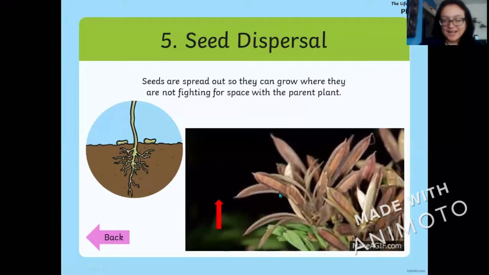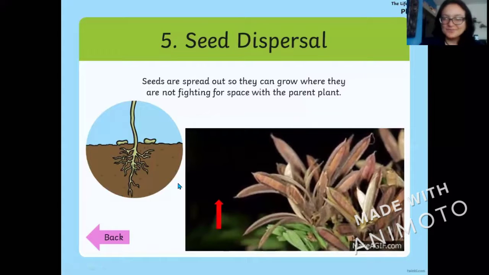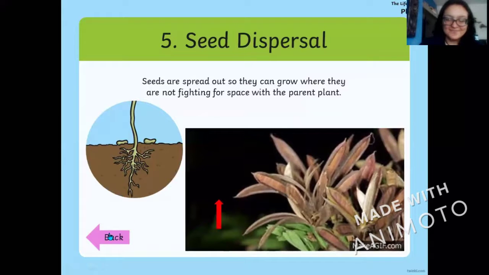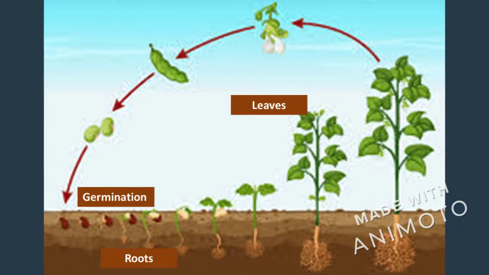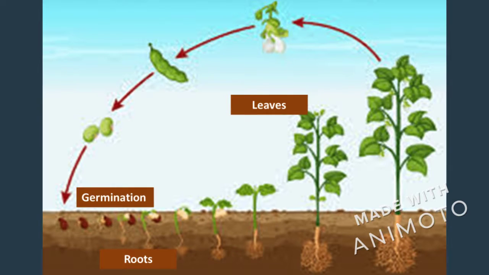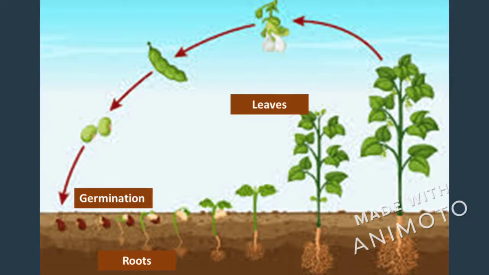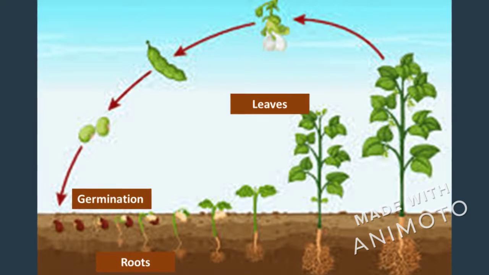Did you observe how they just went out? They spread out. It's good. So as you have observed, we have the different stages for the process of having a plant. Remember that we have germination, then we have roots, and then we have the leaves. And remember also the seed dispersal.